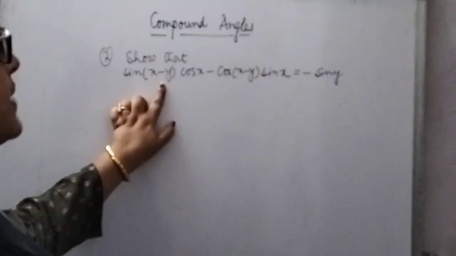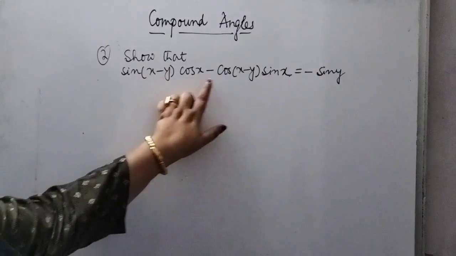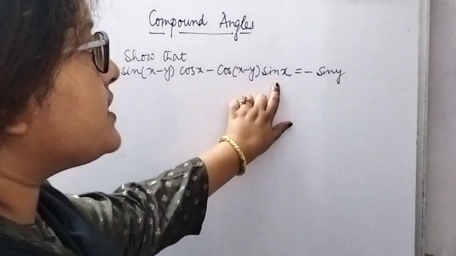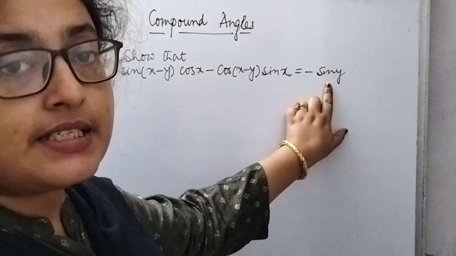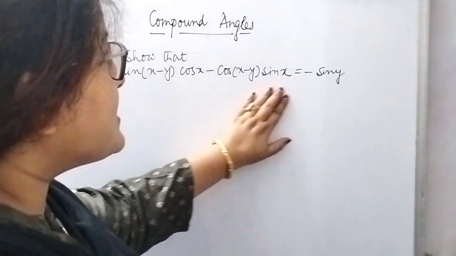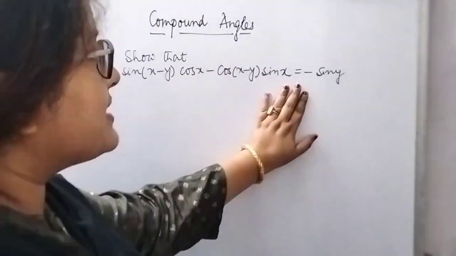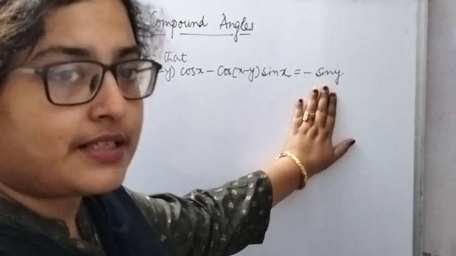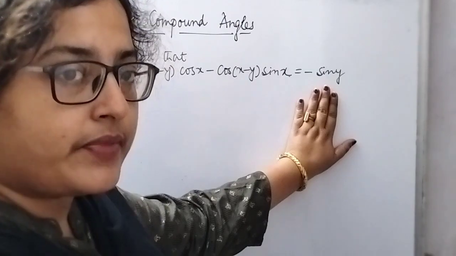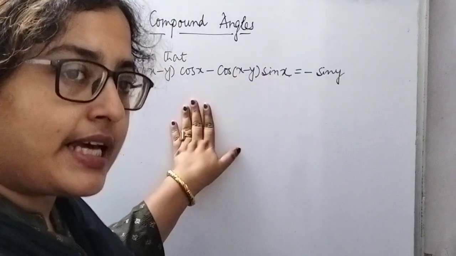Here we have to show that sin (x minus y) into cos x minus cos (x minus y) into sin x equals minus sin y. That is, the left hand side of the equal sign must be shown by us to be equal to the right hand side. So let's begin with the left hand side.